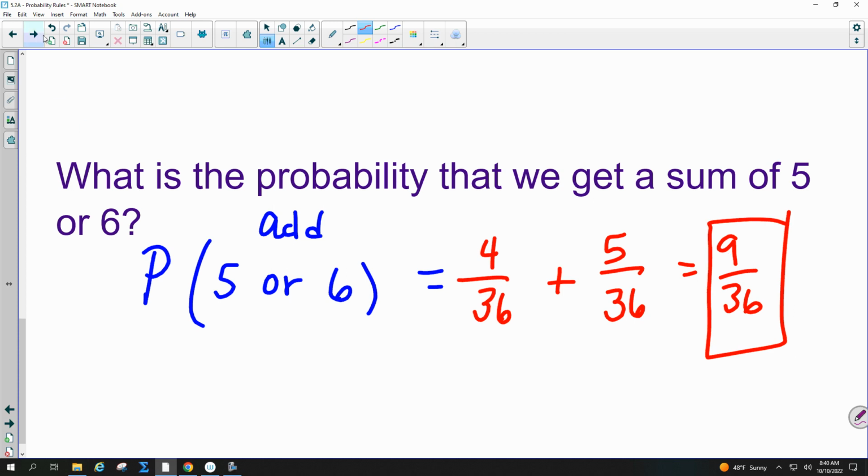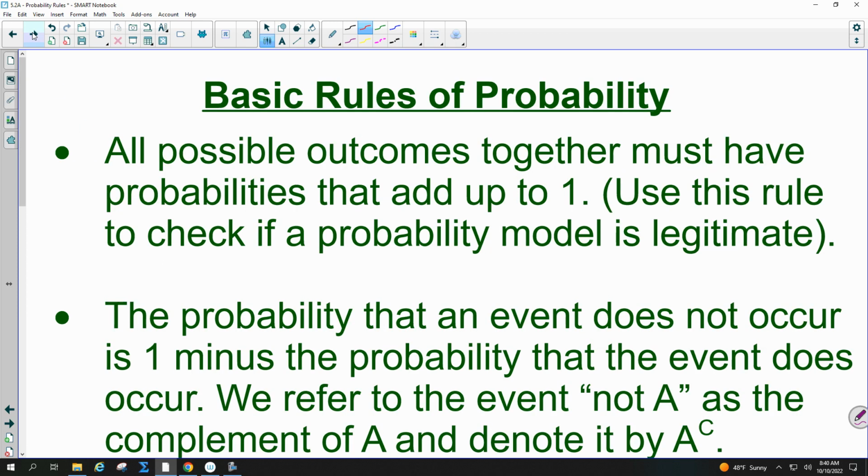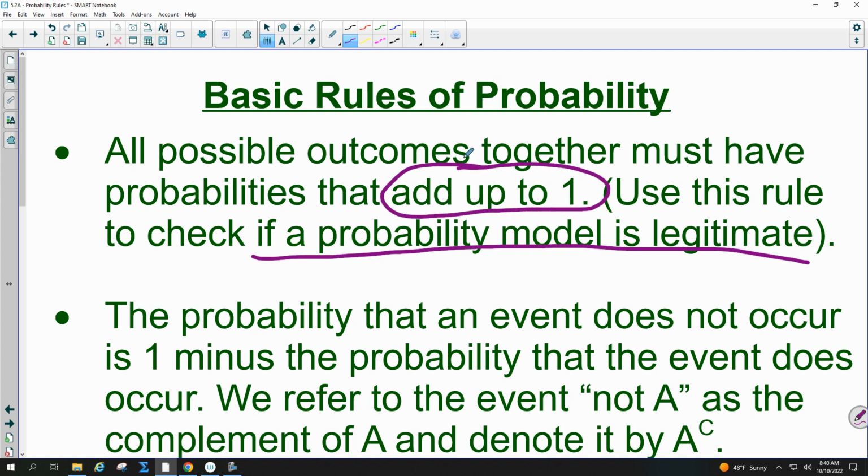All right. A couple rules for probability. All possible outcomes together must have probabilities that add up to 1. So if you're looking at a probability model, like the dice one, if you added up the 1/6 plus the 1/6 plus the 1/6 plus 1/6, right? All those up, you get 1. They will ask you to check if a probability model is legitimate. Okay, if they ask you to check, is this legitimate? Just add the probabilities up and see if they equal 1. That's all you have to do.